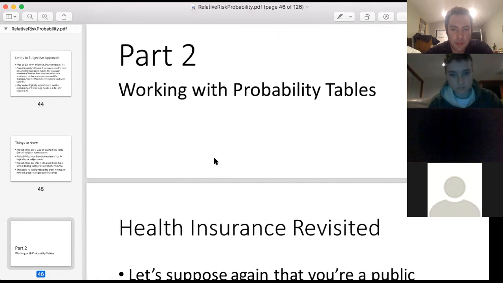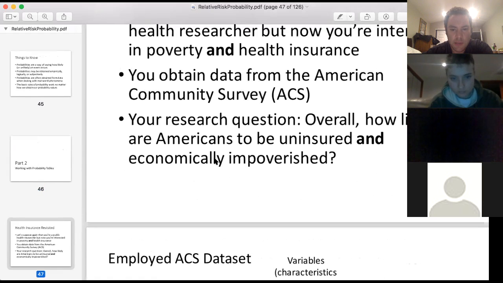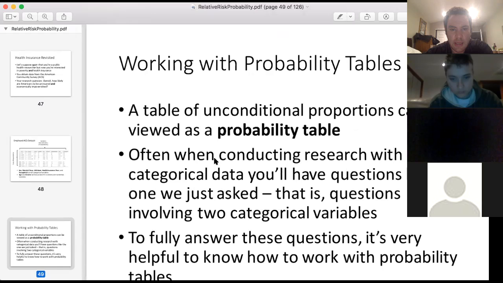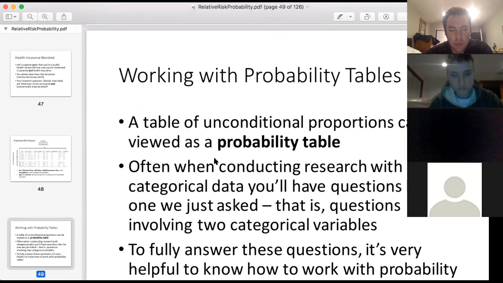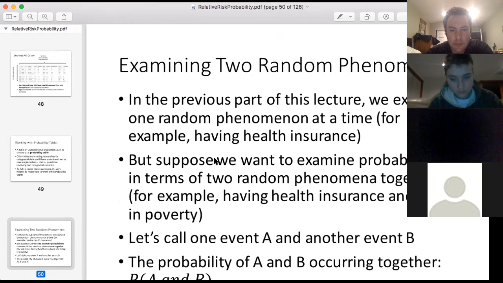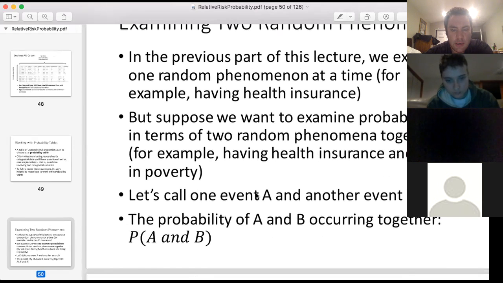The basic probability rules. Here we're going to be working with probability tables again, with the same data set, and we have a table of unconditional probabilities. If we're considering 2 events, A and B, we can also calculate the probability of A and B occurring together, which is denoted as probability of A and B.